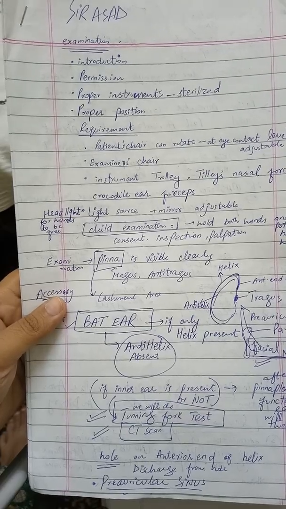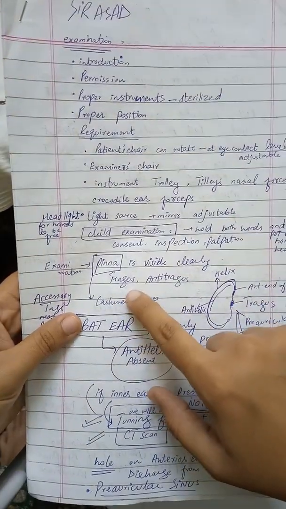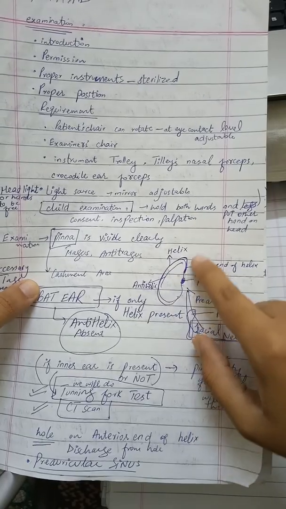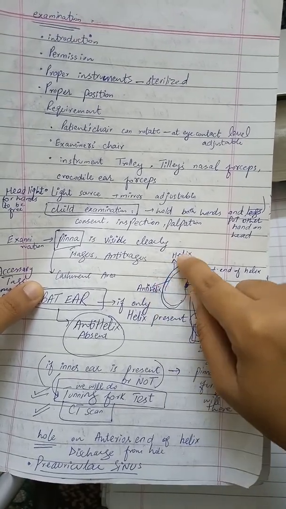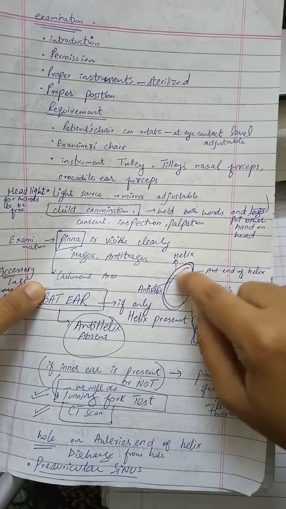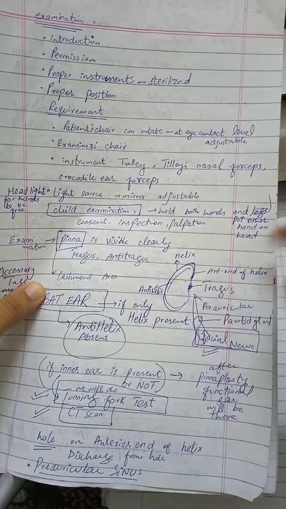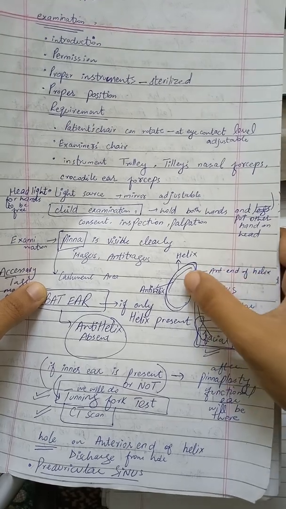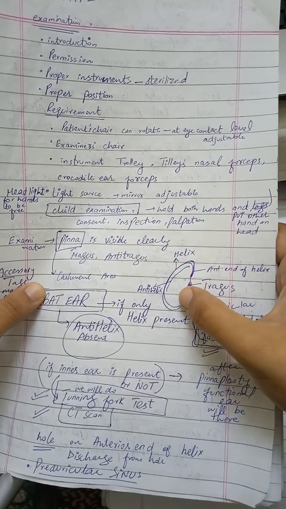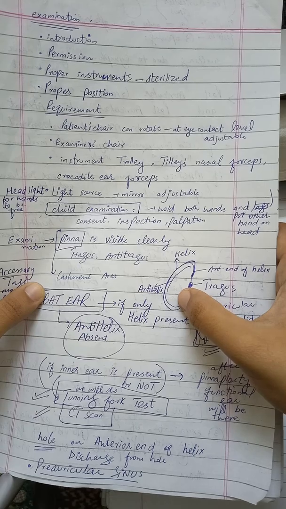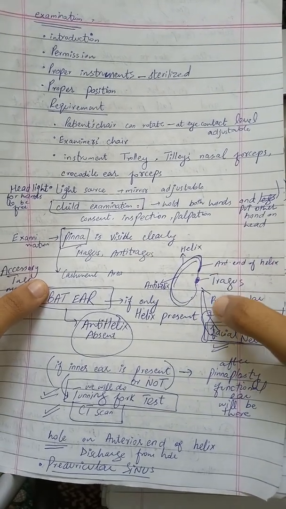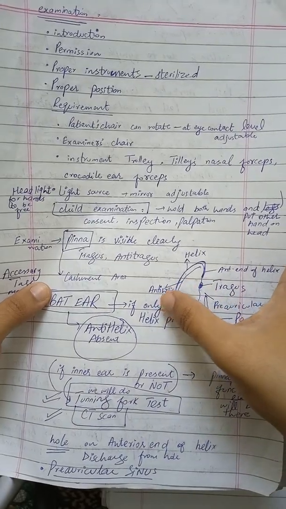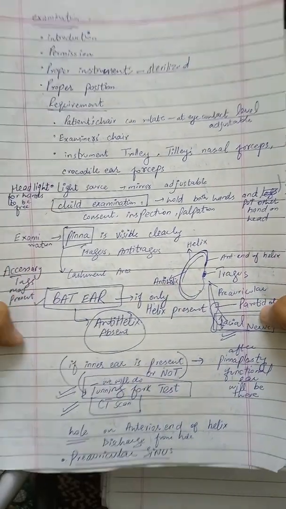And pinna is visible clearly in examination, tragus and antitragus. So here this part is the helix of the ear, and this inner part is the antihelix, and this is the anterior end of the helix here, and here is the tragus, and also here present, just like this structure here present the antitragus. And this is pre-auricular area, and behind is the post-auricular area of the ear.